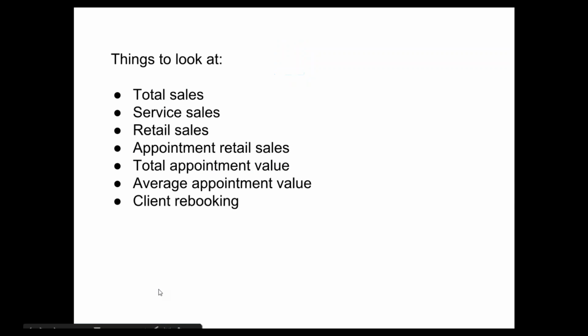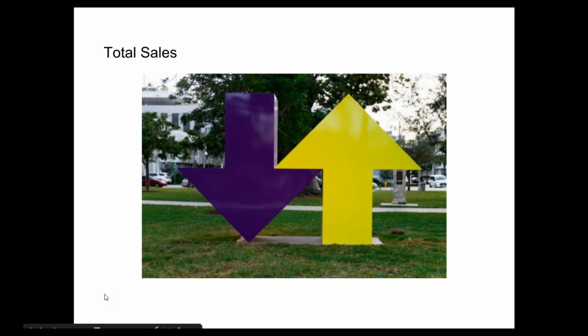So let's move on to our first thing. We're going to talk a little bit about targets, and how to motivate your team to achieve those targets. I want to talk about the targets that you can set in Katoomba One. These are the ones that we've selected for you, after a lot of discussion with people; these are the ones we felt were the most relevant. These are total sales, service sales, retail sales, appointment retail sales, total appointment value, average appointment value, and of course my favourite, client rebooking.